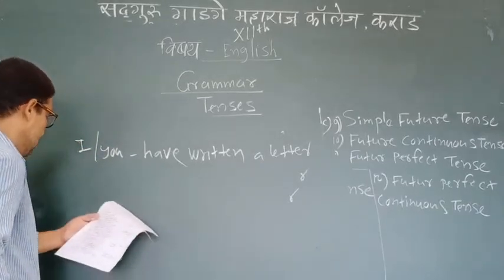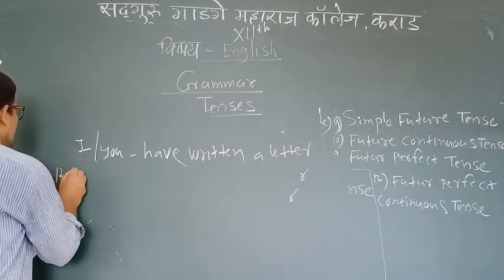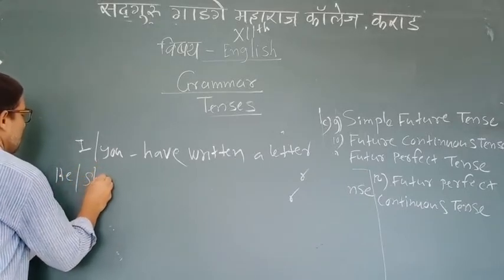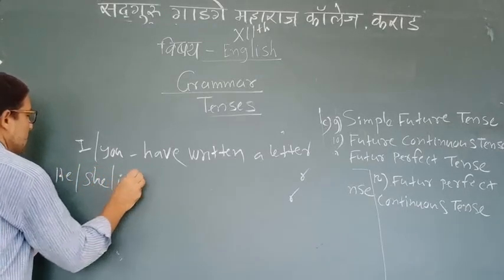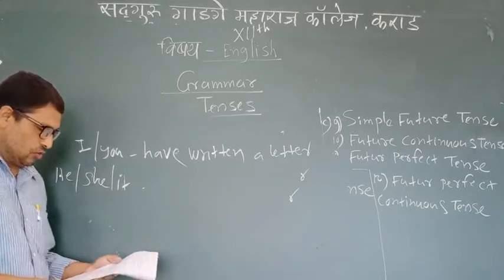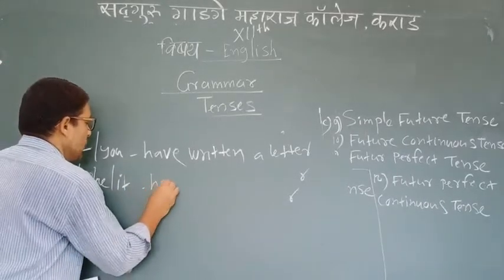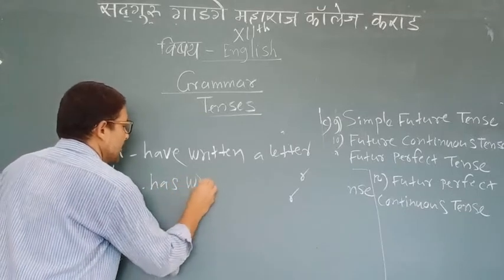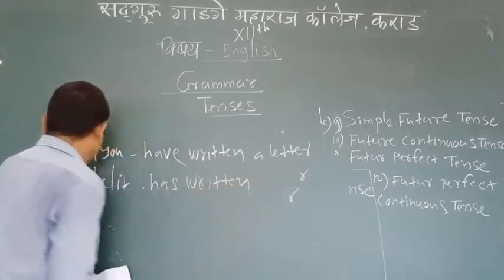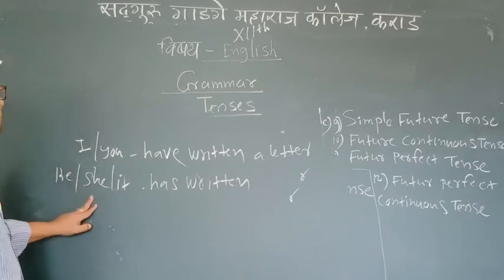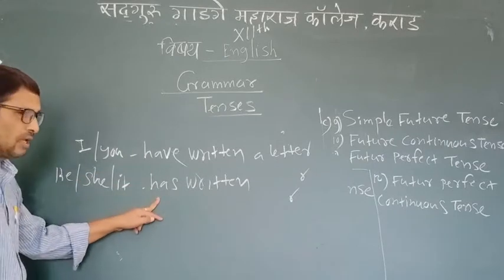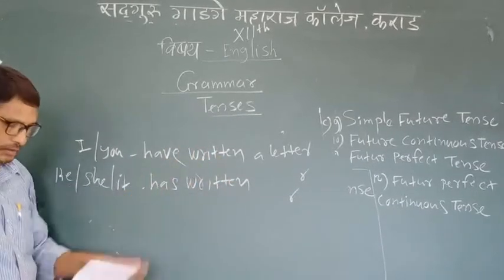Suppose you use the subject he, she, or it. There is a change: has written. If the subject is he, she, it, instead of have you have to use has written a letter.